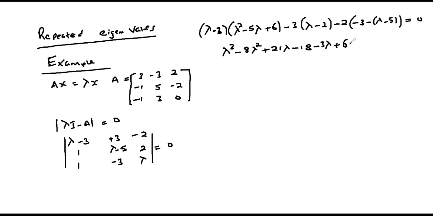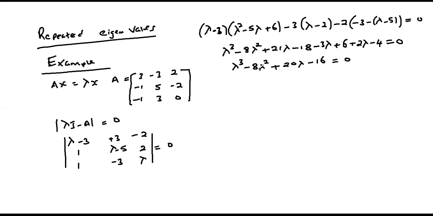then plus 2 lambda, and then minus 4 equals 0. We expand this, and we get lambda cubed minus 8 lambda squared plus 20 lambda minus 16 equals 0. So this is our characteristic equation.